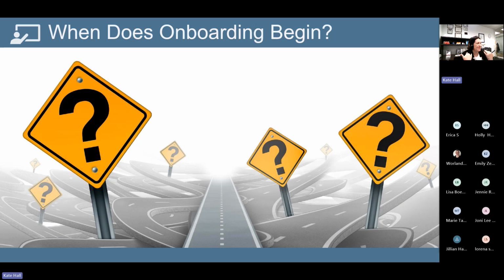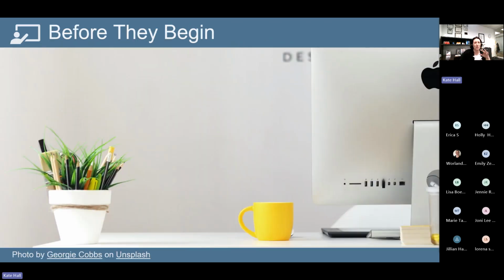Okay, so this is my belief. This is not like a legal definition of when it starts. To me, onboarding begins with the job description. It begins the minute someone reads your job ad to learn about the position, because that is their first interaction with your library, assuming that they're an outside candidate and they haven't been working there. This happens well before they begin. And every interaction you have through the interview process, through the hiring process, through filling out forms is onboarding. It starts before the first day. I like to make sure that their desk is cleaned.